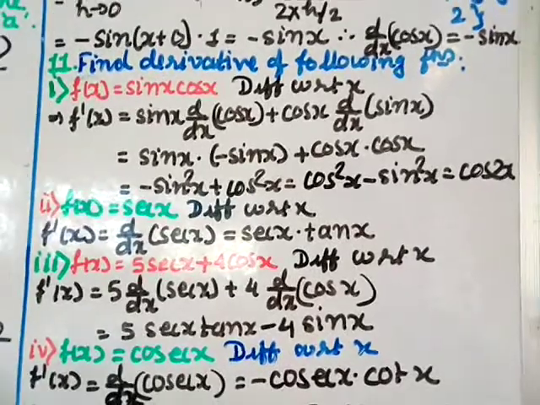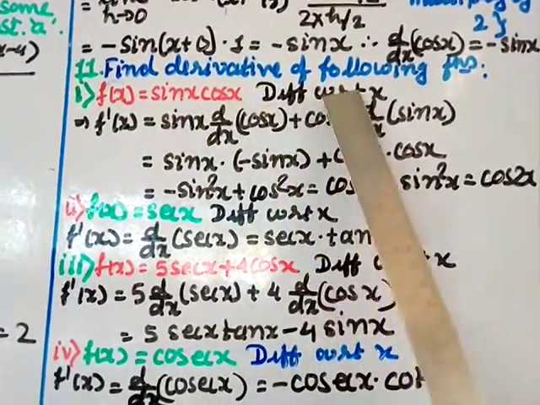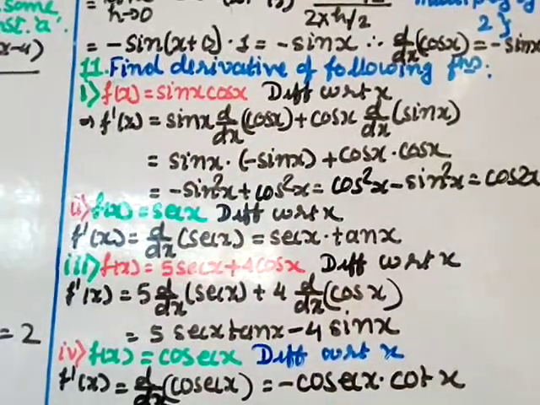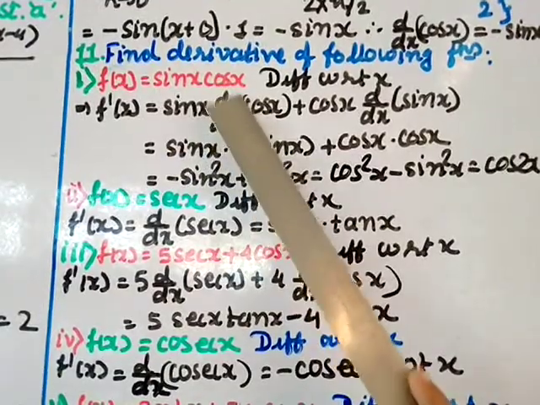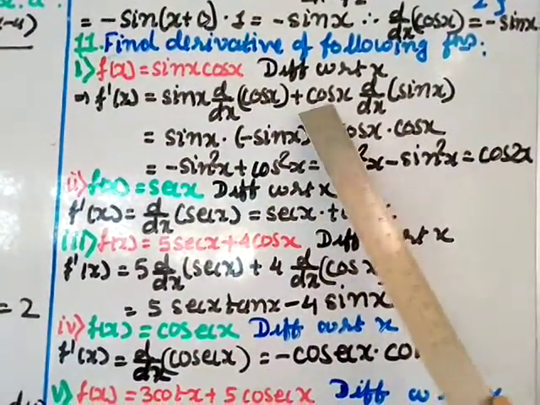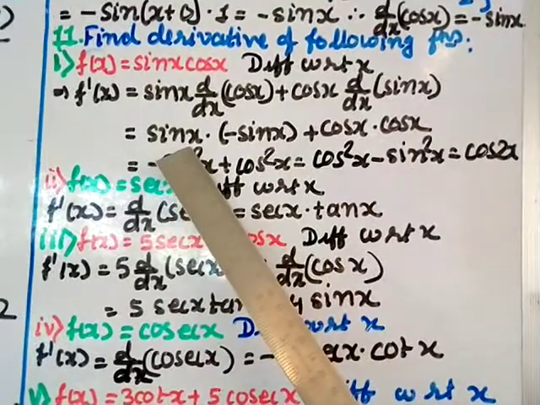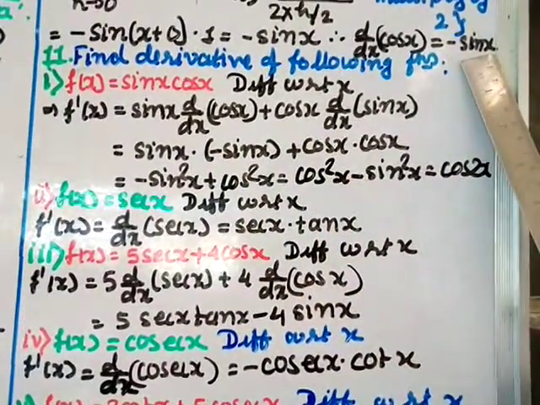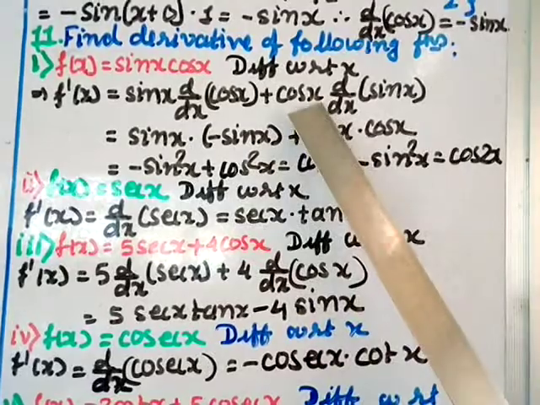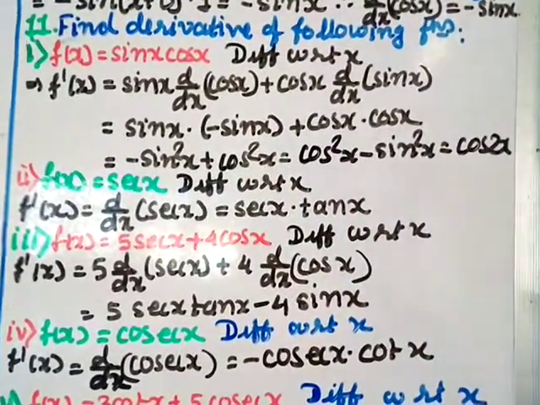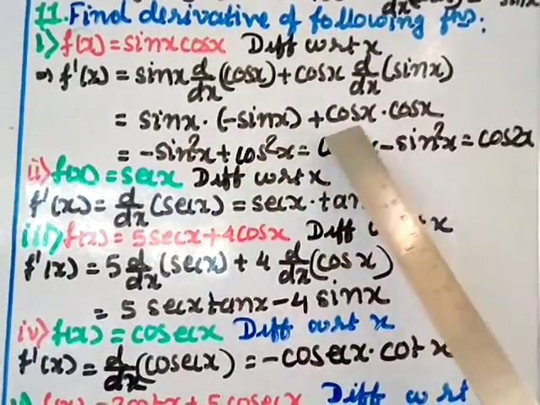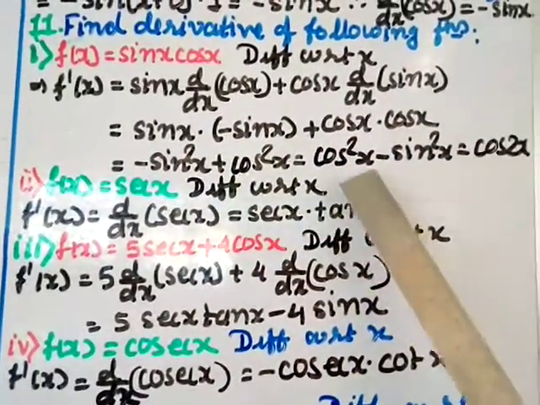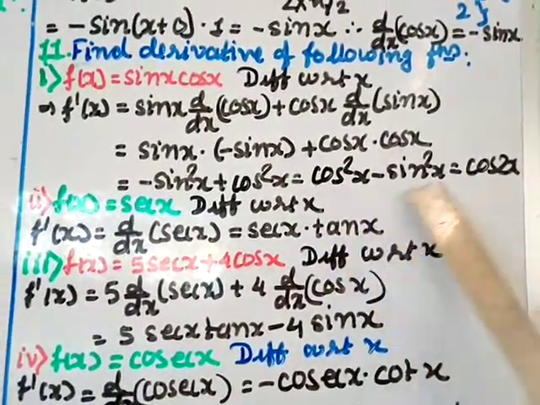Roman number 1, f(x) is equal to sin x cos x. Differentiate with respect to x. This is like u into v, so we shall use the product rule. So f dash x equal to sin x as it is, differentiate cos x, plus cos x as it is, differentiate sin x. Sin x as it is, derivative of cos, just now we proved, is minus sin, so this is minus sin x plus cos x, and derivative of sin I have given you in the previous classes, it is cos x. So this gives you minus sin into sin is sin square x, plus cos into cos is cos square x. This can be written as cos square x minus sin square x, but this is the formula of cos 2x, so this answer is cos 2x.